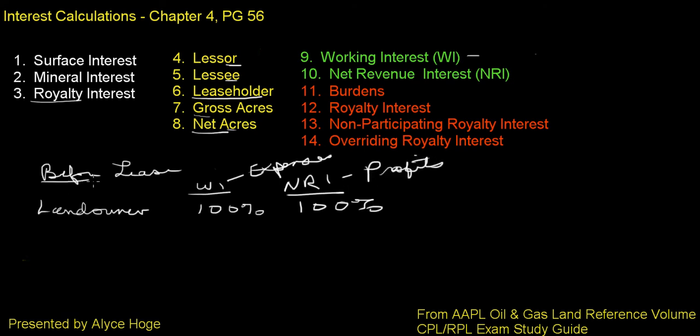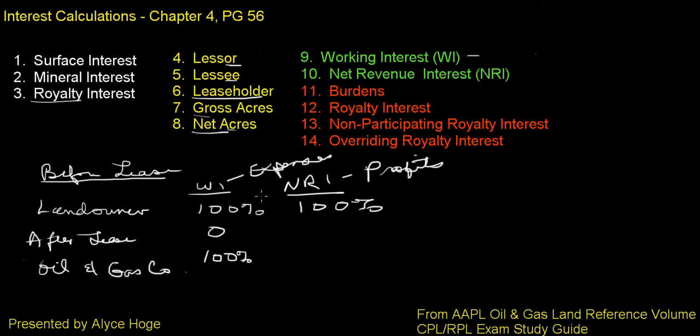Okay, that's before the lease. After the lease, the landowner is going to be entitled to 0 working interest, because they're going to give their working interest to the oil and gas company. So the oil and gas company is going to own 100% of the working interest. That means they're responsible for all the bills. The landowner pays nothing.